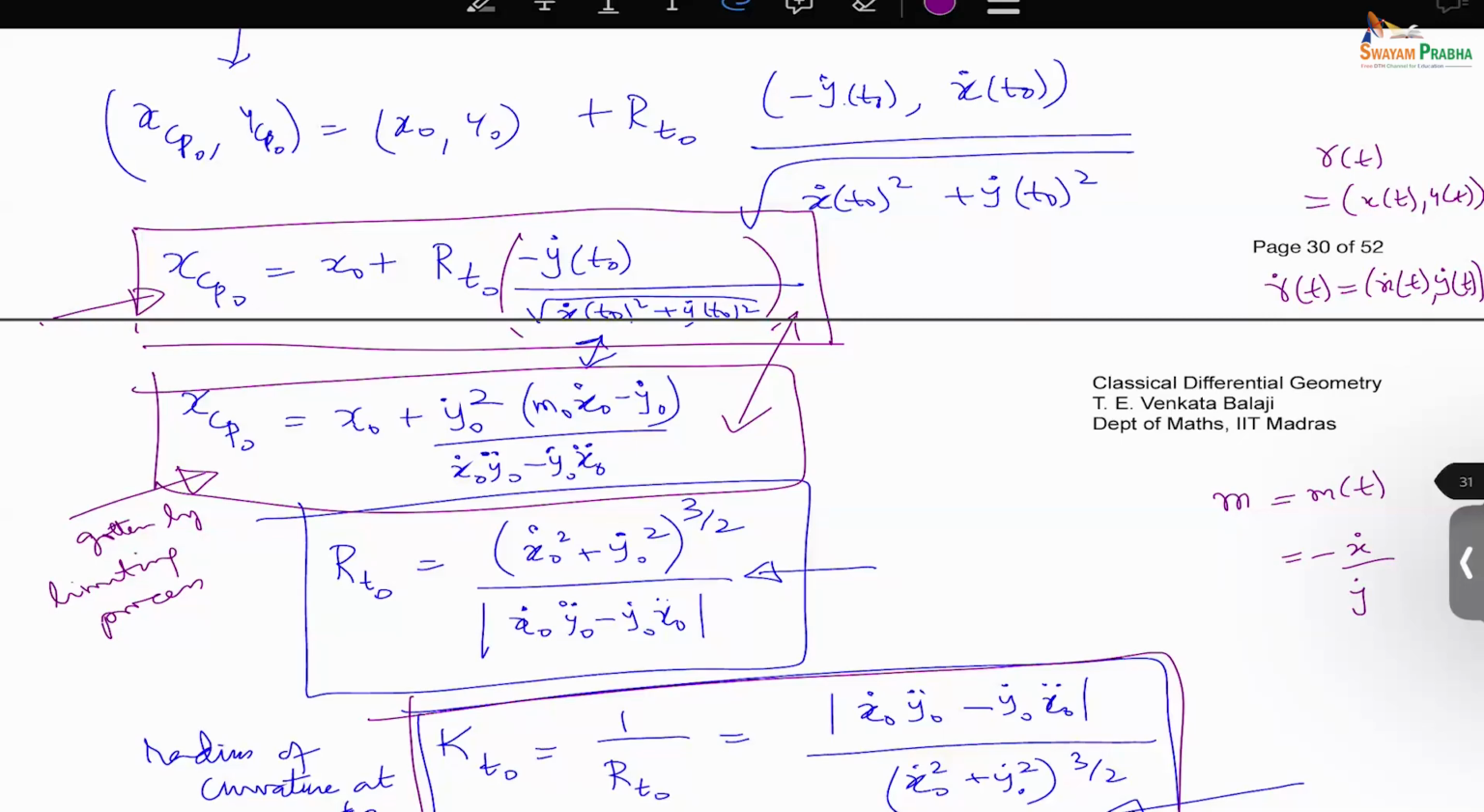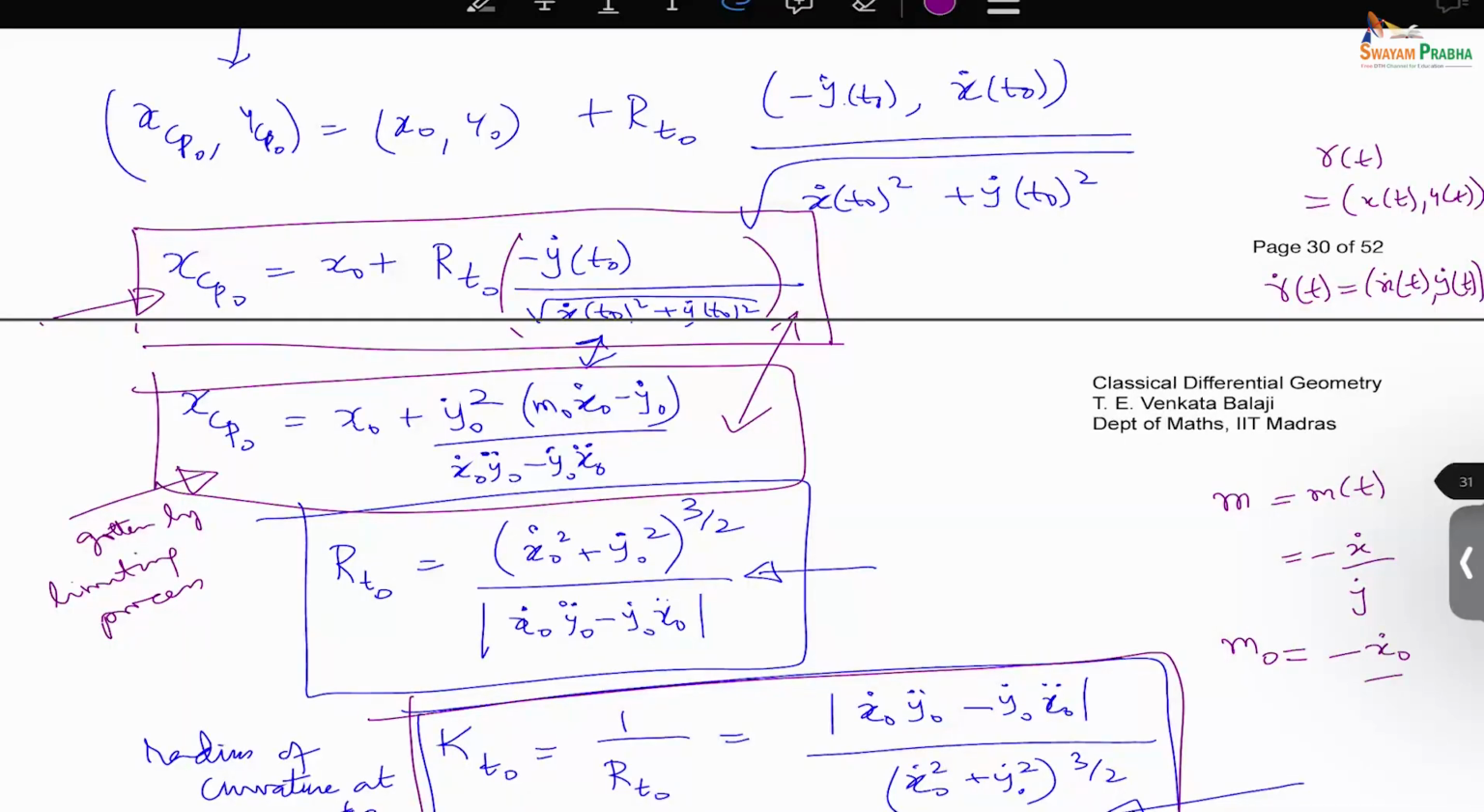And then I told you m naught means that you have to do it at t equal to t naught, or take the limit at t equal to t naught. Substituting t equal to t naught and taking the limit at t equal to t naught are the same because of continuity. We are assuming continuity always. So m naught is going to be minus x naught dot by y naught dot. You have to plug that in here. So look at this expression gotten by the limiting process. You plug it in here.